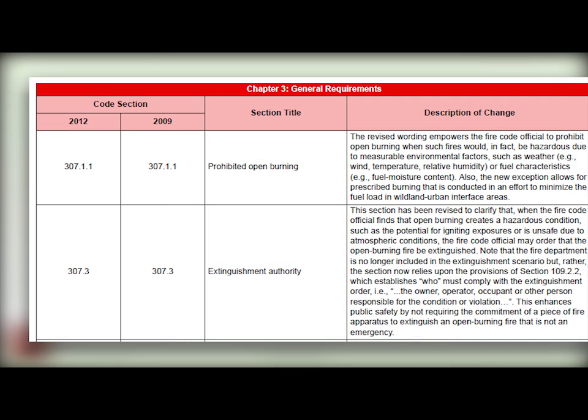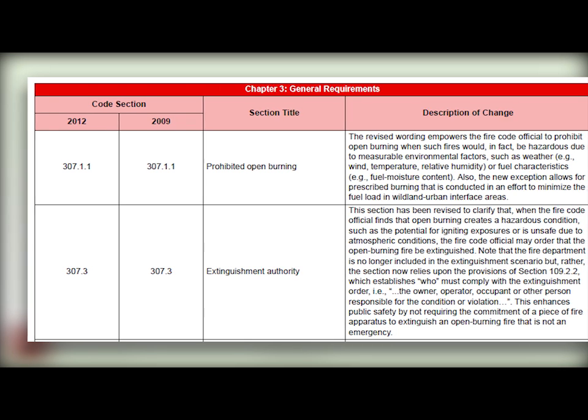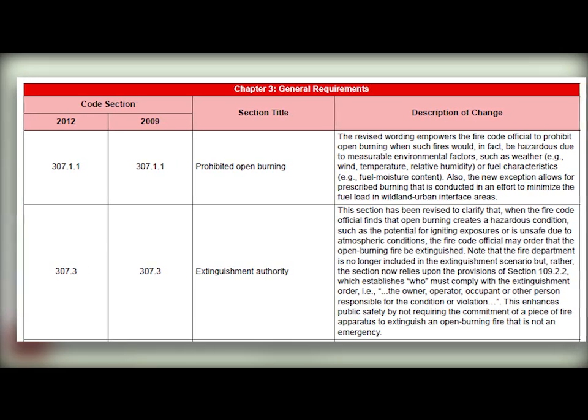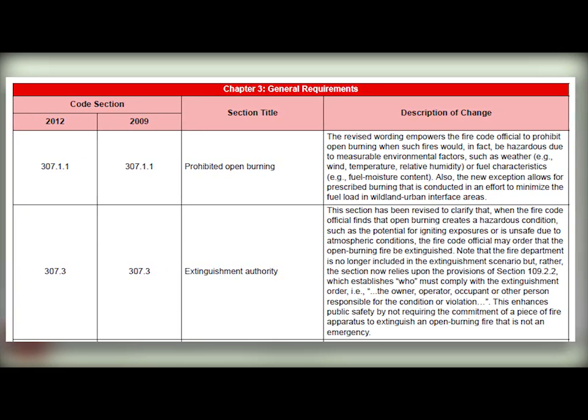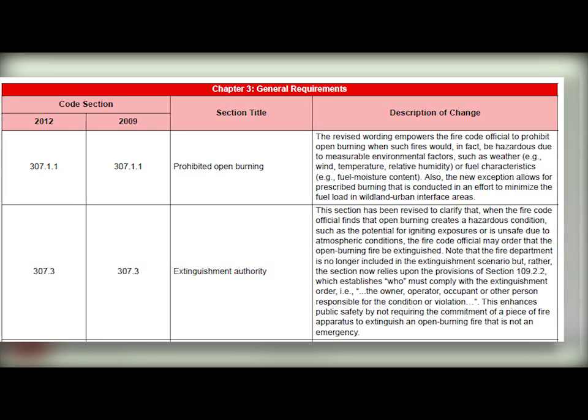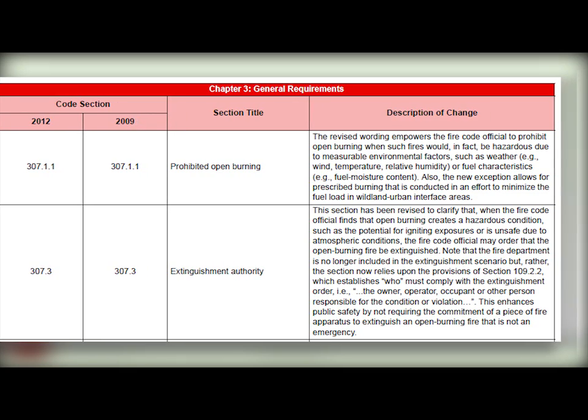But it is important to review in your student handout the changes to section 307.1.1, prohibited open burning. There are some definitions that deal with bonfires and recreational fires, and also a discussion about allowing prescribed fires, which are typically a method utilized in wildland-urban interface areas to reduce fuel loads or to achieve certain environmental benefits where the ecology of fire is important to that particular vegetation.